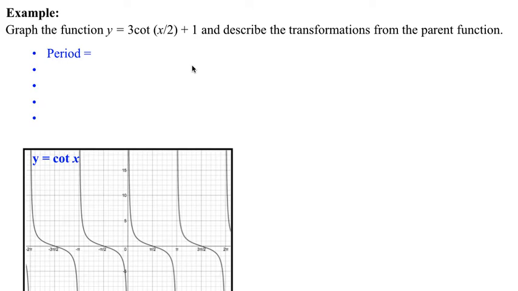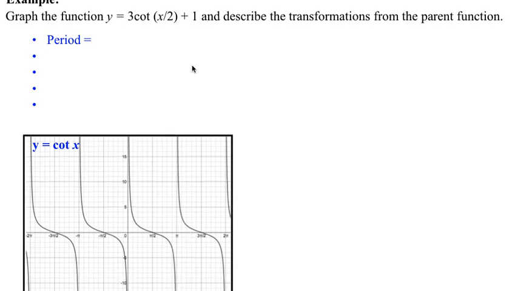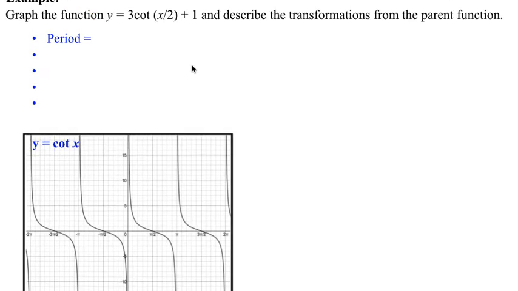We are supposed to graph this thing and describe the transformations. Well, I've drawn in the graph of the parent function y equals cotangent x for you. The period, again, we're going to take pi divided by b, and b in this case is a half. So pi divided by a half will give us 2 pi for our period. So normally our period is pi radians. This time it's going to be 2 pi radians, so it's going to be horizontally stretched, right?